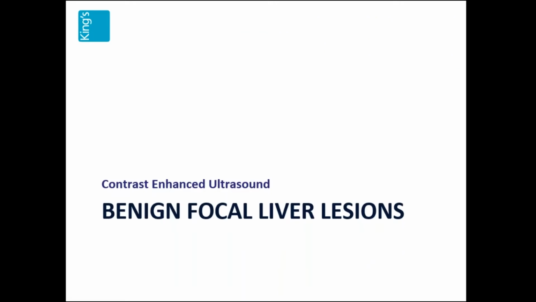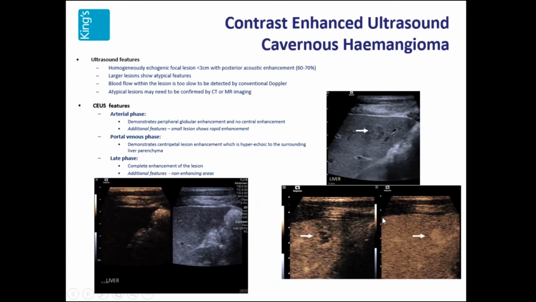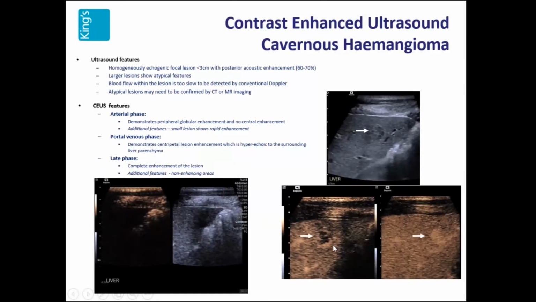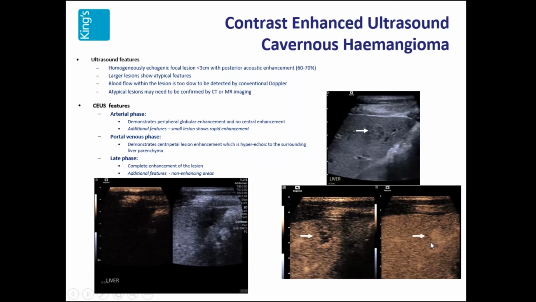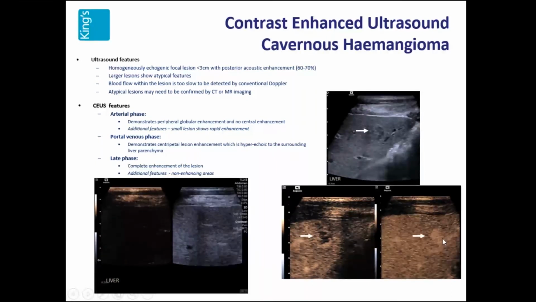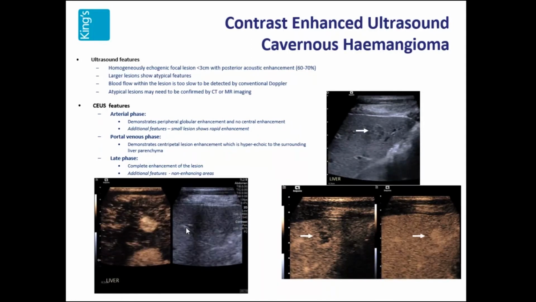Let's now look at the benign focal liver lesions that we have. Now, most common is the cavernous hemangioma, and the hallmark of a cavernous hemangioma is this peripheral globular enhancement, just like you see on a CT examination, and over time that fills in. Any focal liver lesion that remains bright or retains contrast after the examination is a benign lesion.